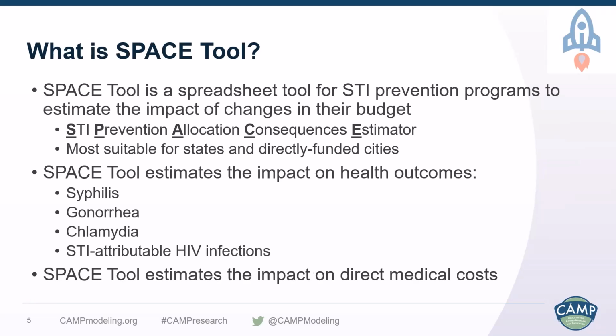Space Tool is a free spreadsheet tool that allows health departments to estimate the effects of changes in their STI prevention budgets on health outcomes and direct medical costs. For budget increases, the outcomes are presented as infections averted and costs saved. For budget decreases, the outcomes are additional infections and additional costs. Space Tool is intended for use by jurisdictions that are directly funded by CDC, such as states and large cities.